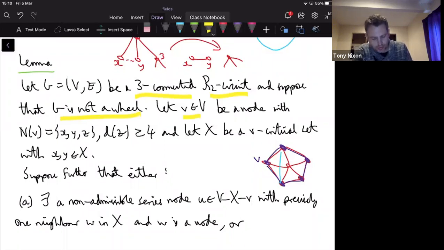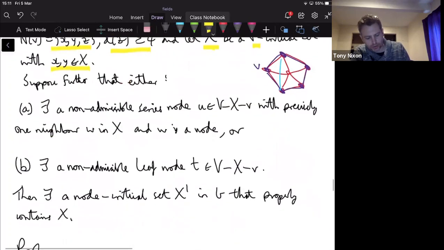Choose a degree 3 vertex, a node V, with neighbors X, Y, Z. One of the neighbors has degree at least 4, and X is a V-critical set containing the other 2. So this is exactly saying that X is a node critical set, and it's node critical for the vertex V. Okay, and then we're going to suppose one of 2 hypotheses is true.